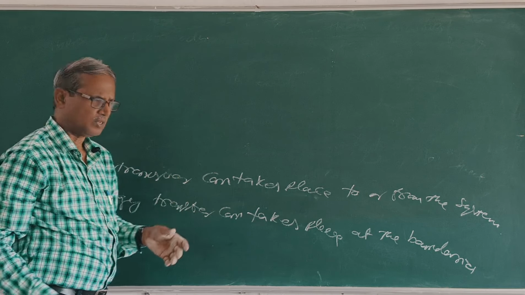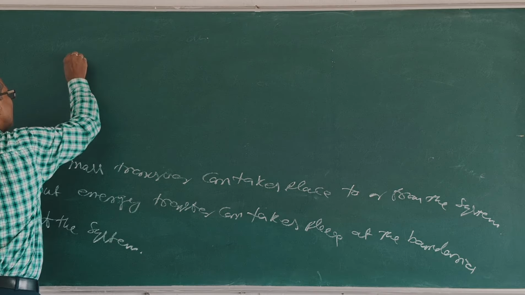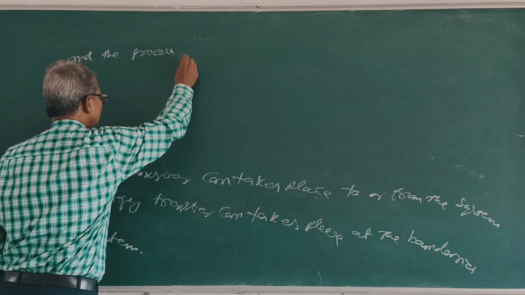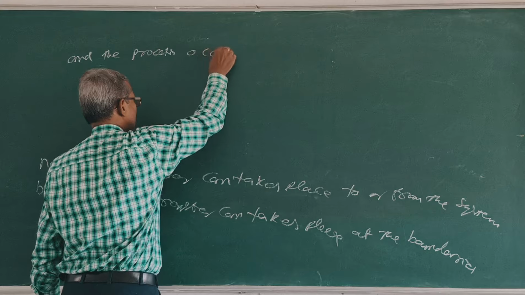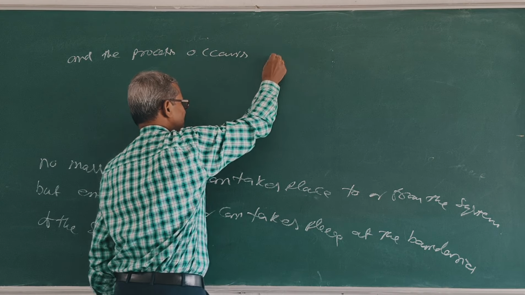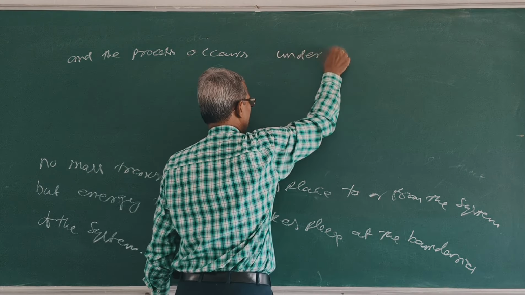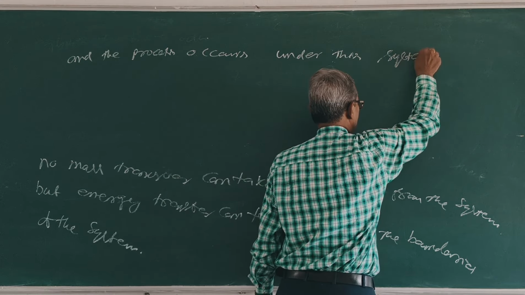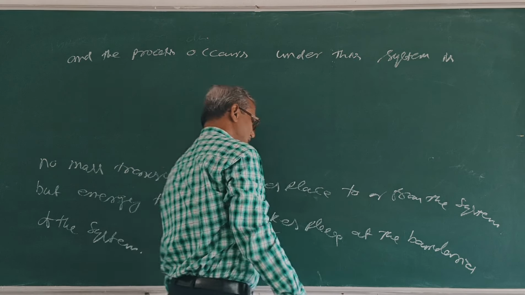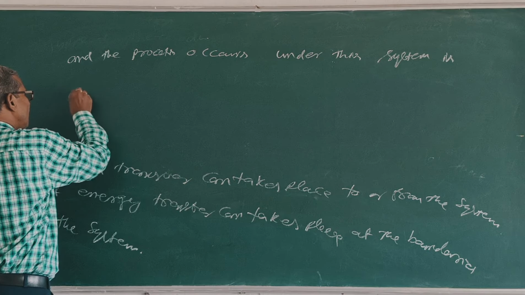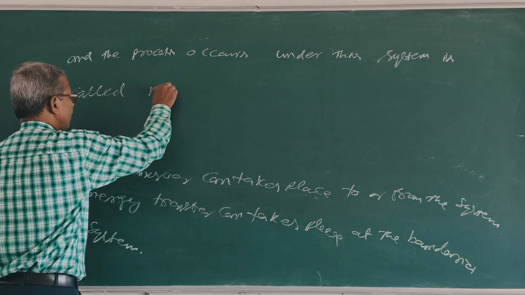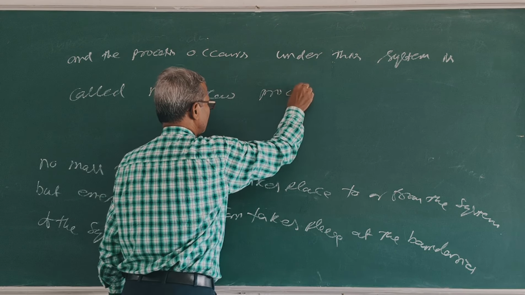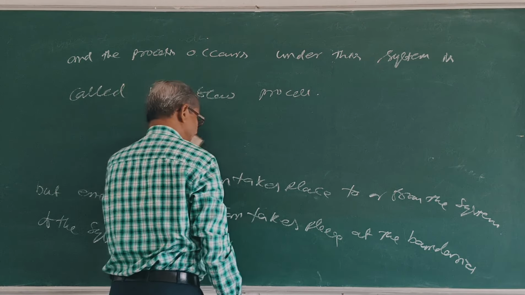Because no flow, the process that occurs under this system is called a non-flow process. Clear? What are examples of closed system?